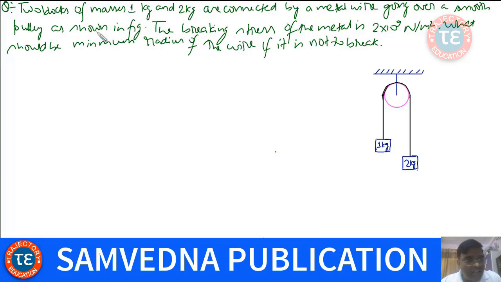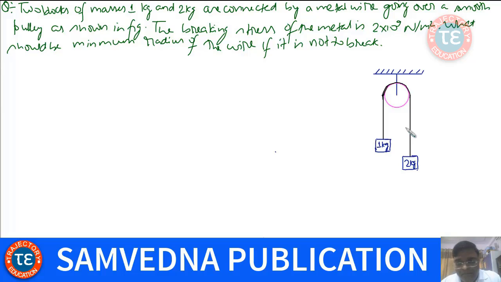Let's do some numericals on elasticity. See this question. Two blocks of masses 1 kg and 2 kg are connected by a metal wire going over a smooth pulley as shown in the figure. The breaking stress of the metal is 2 × 10^9 Newton per meter square. What should be the minimum radius of the wire if it is not to break?